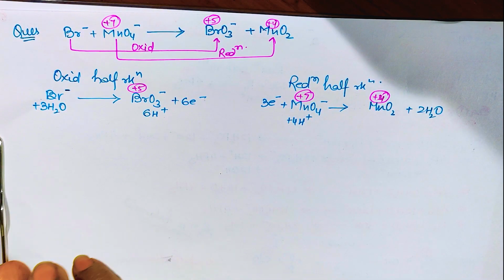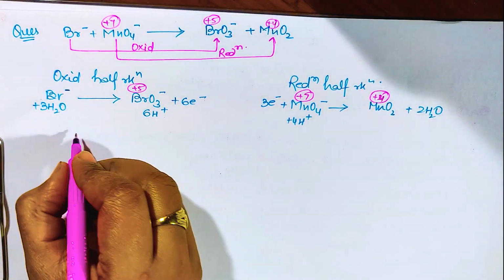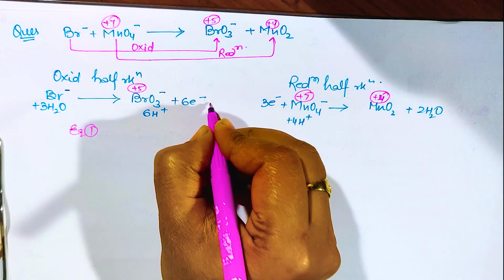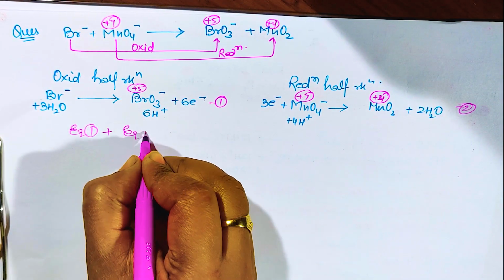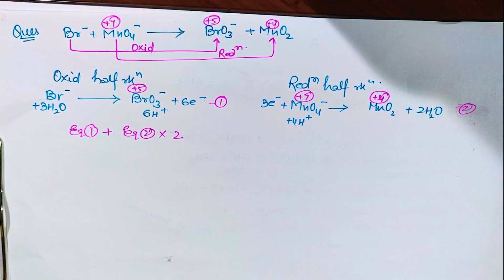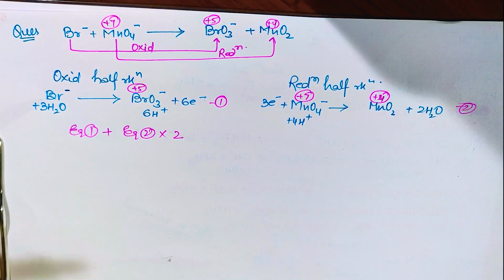Next, we have to multiply by such a number so that the electrons will be the same. So this is equation 1, and this is equation 2. So equation 1 plus equation 2 into 2. Can I do that? So 3 into 2, 6 will come. Electrons will be balanced. So now write the reaction.